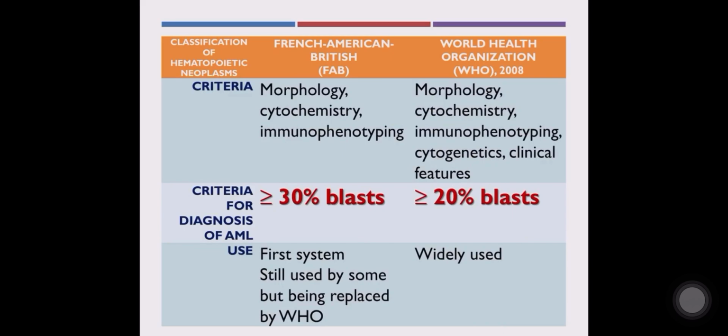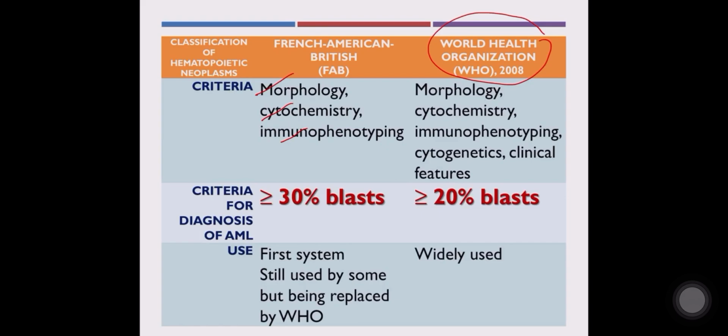There are two classifications of hematopoietic neoplasm. The first system used for classification is the FAB classification or the French-American-British classification. FAB classification is based on morphology, cytochemistry, and immunophenotyping. According to FAB, to be classified as acute leukemia, presence of 30% or more blasts. Now, yung FAB is still used by some but being replaced by the WHO classification of leukemia.